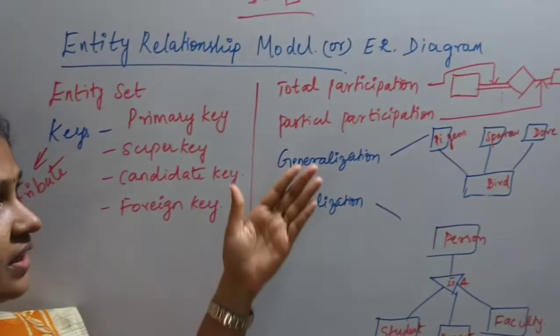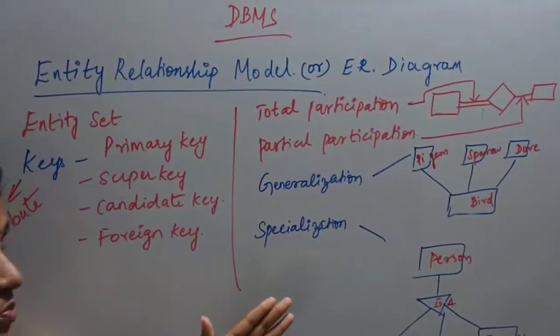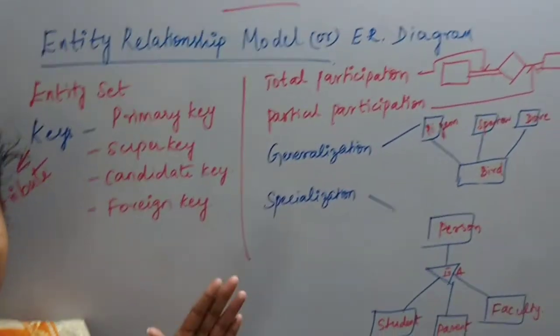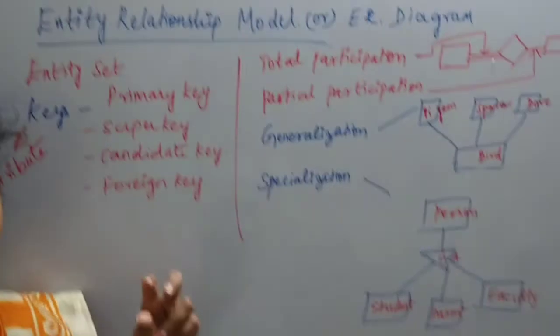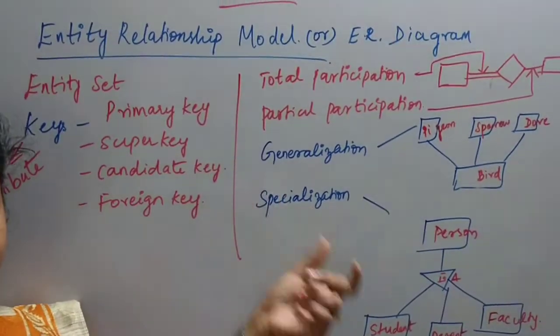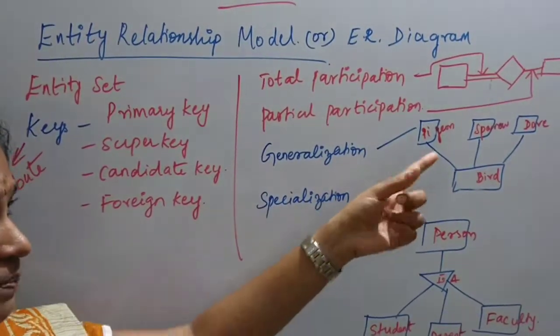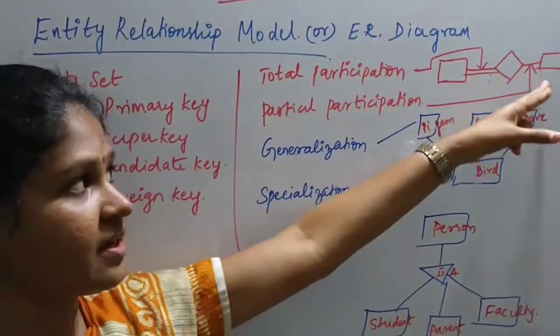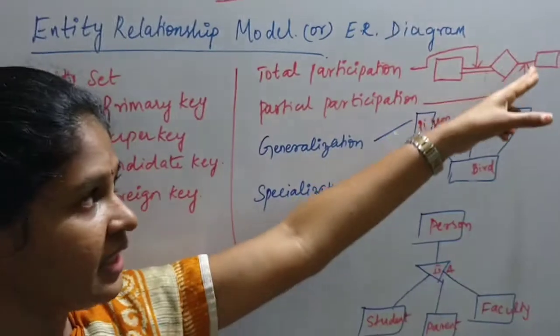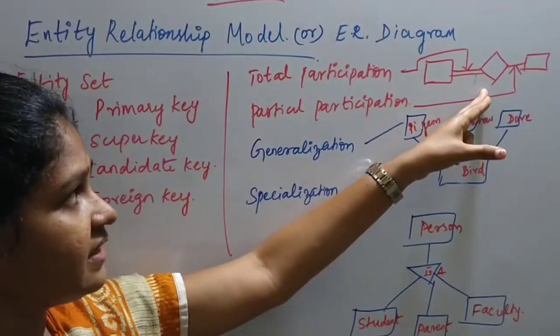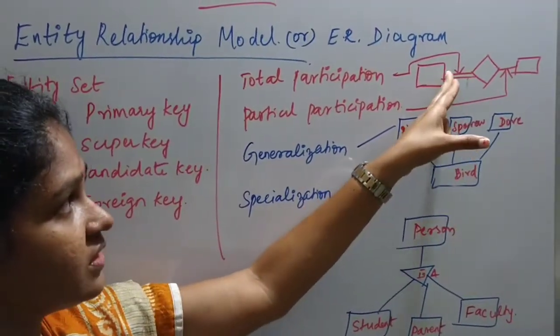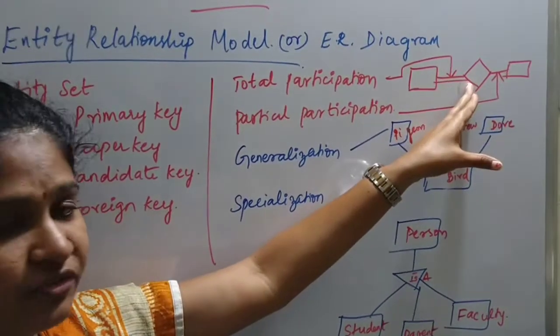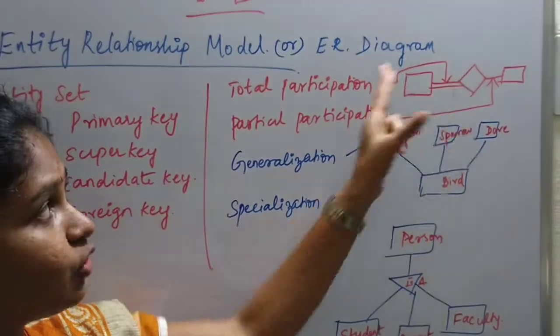Next is total participation and partial participation. Total participation is about the number of instances which are associated with the next entity. For example, here I have one entity, and here I have another entity. These two entities are related with the relationship called the diamond symbol. This representation with two lines, I mean the link, is called the total participation.